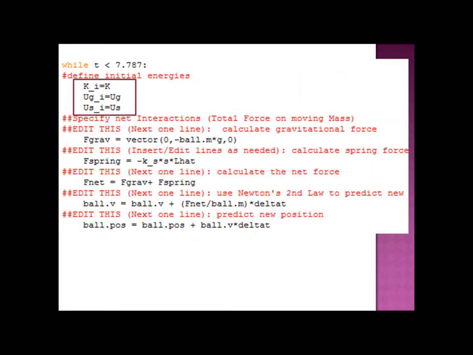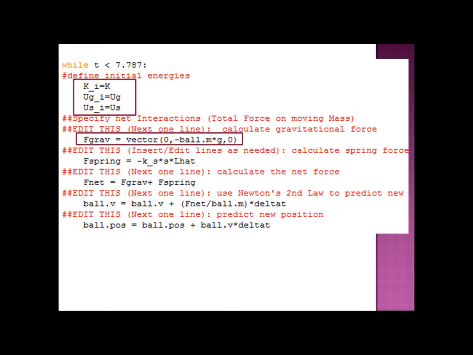Alright, here I calculate the initial energies and set them equal to these variables, which I used later on. The values of these variables will change as the system moves. Now here is where I calculated the net force of the system. Since the net force is composed of the gravitational force and the spring force, I calculated both of these now.